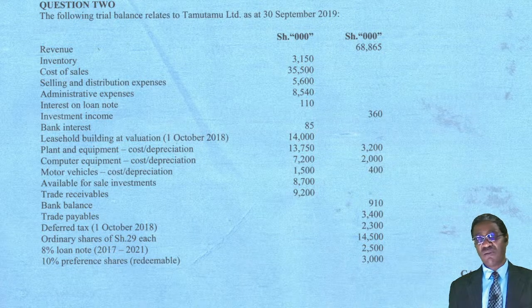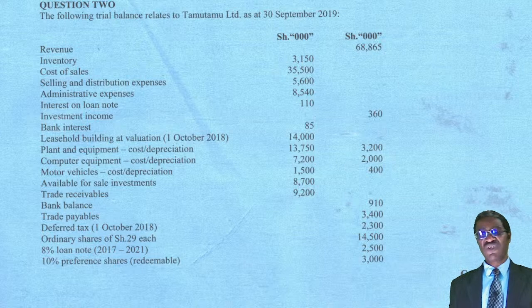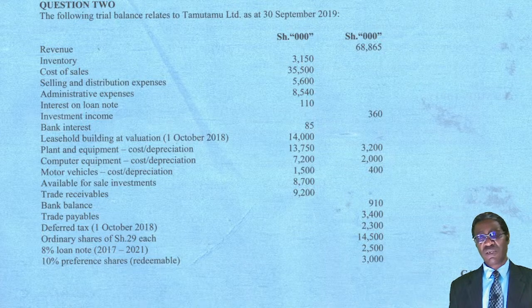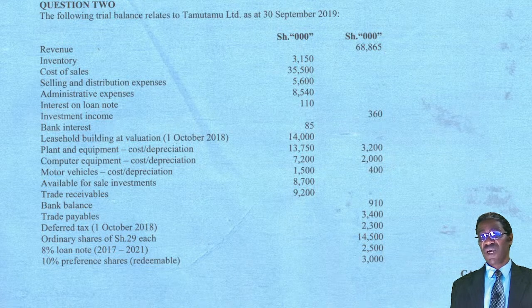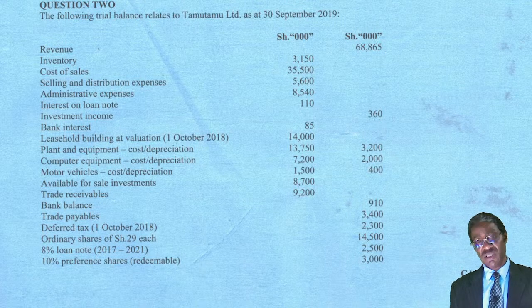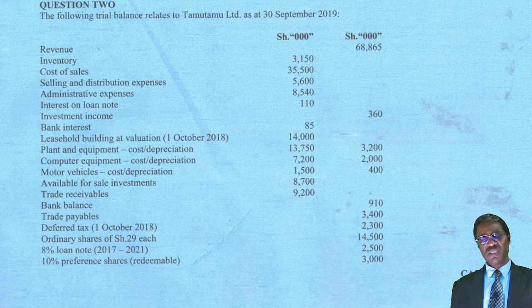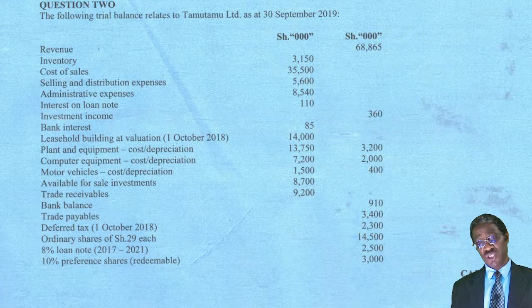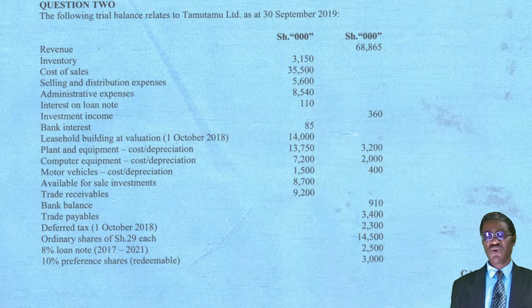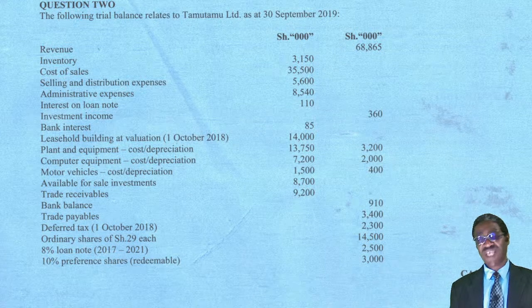Then you have available for sale investment. Then you have trade receivables, you have bank balance, you have trade payables, you have deferred tax. Again, you can see deferred tax is on 1st October 2018. Then you have ordinary shares of shillings 29 each. Then you have 8% loan. Of course, it will mature in 2021. Then you have a 10%.